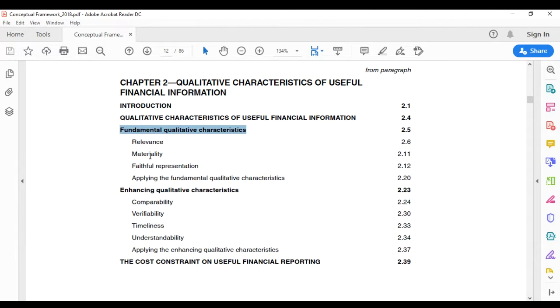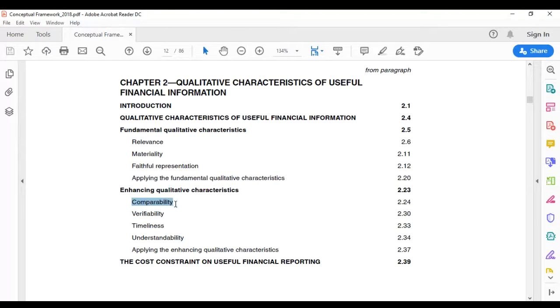Is relevance, materiality, faithful representation, and then we've got a paragraph about applying the fundamental qualitative characteristics. Then we've also got what they call enhancing qualitative characteristics. What that basically means is it is not as fundamental or as essential as the fundamental qualitative characteristics, but it improves the quality of financial information that you provide. So it enhances it or it improves it.